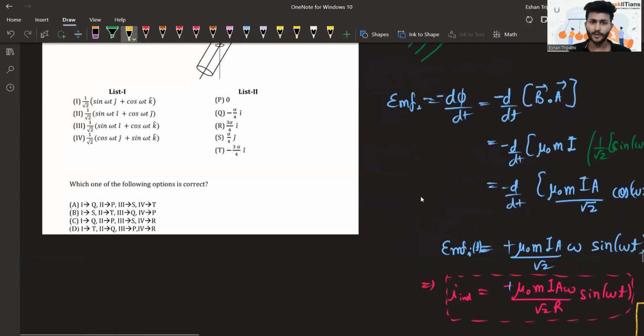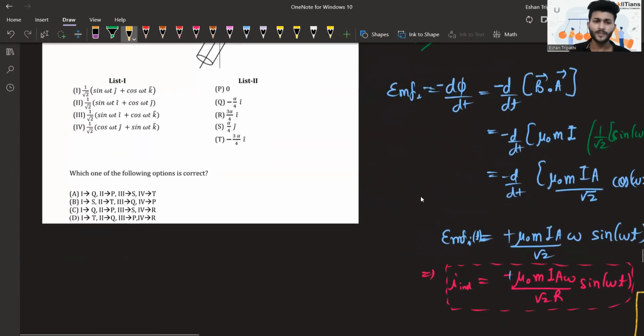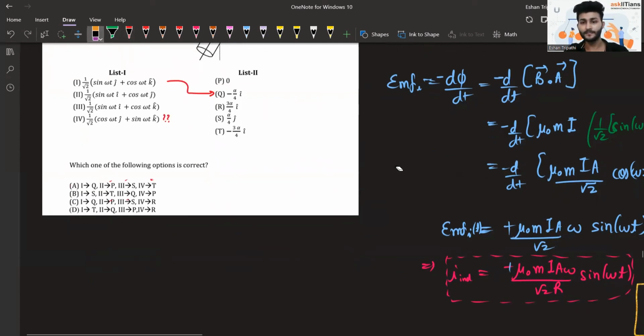For other parts also, you can try it: second, third, fourth. According to this, we are getting first will be matched to Q. So if first is matched to Q, then either B or C is correct. Second part, we don't need to check because P, P both are the same. Third part also I don't need to check. You just need to check the fourth part. Check what is the answer for the fourth part. Out of A and C, any can be correct. You can check which one it is.